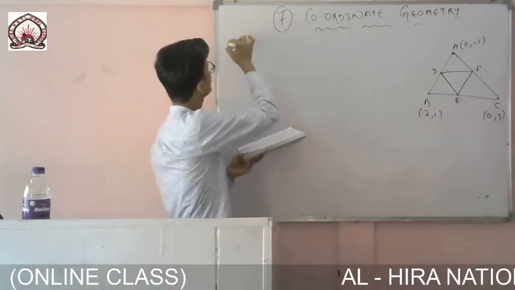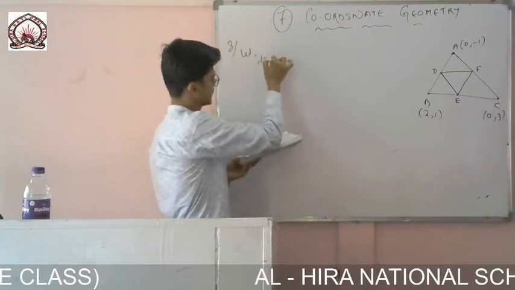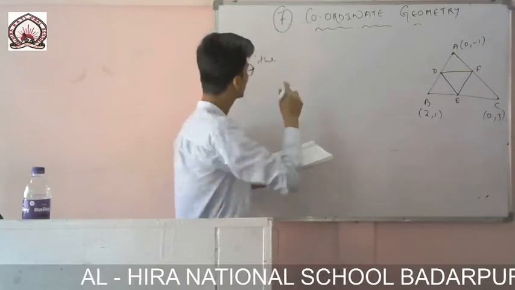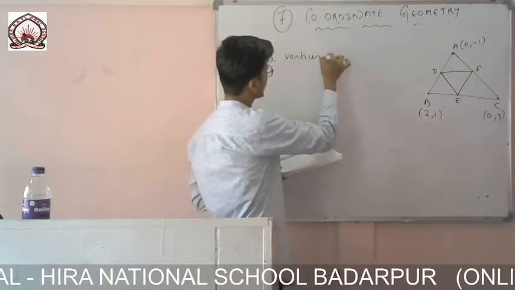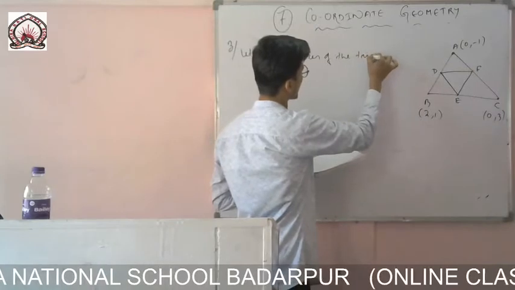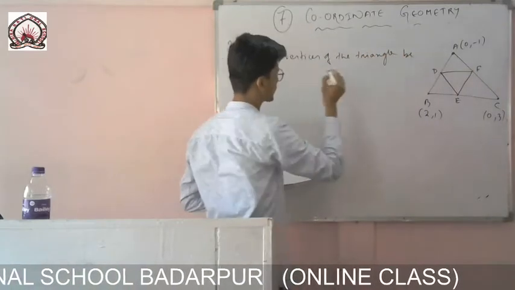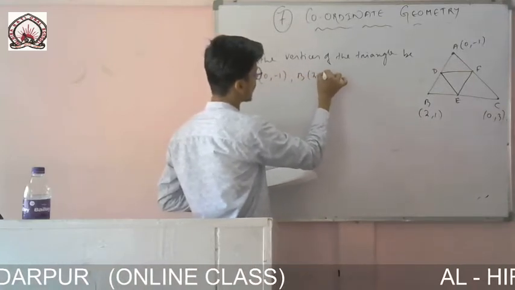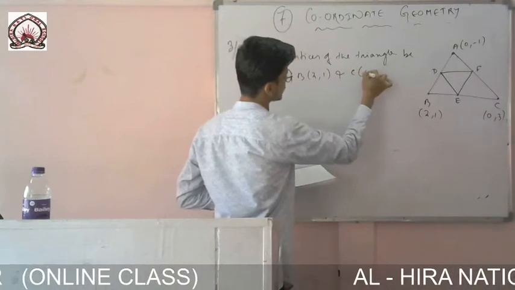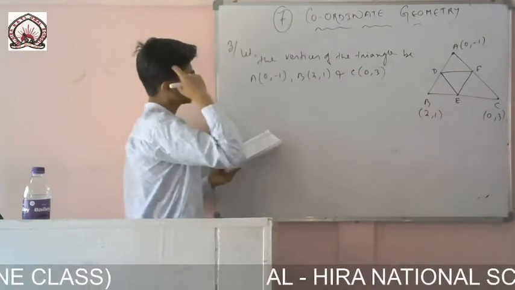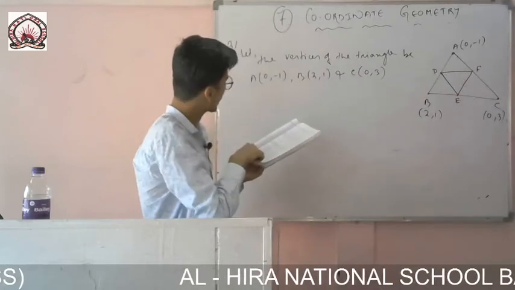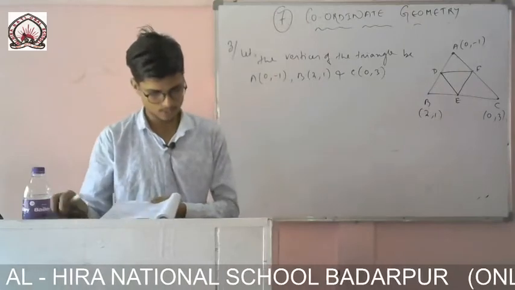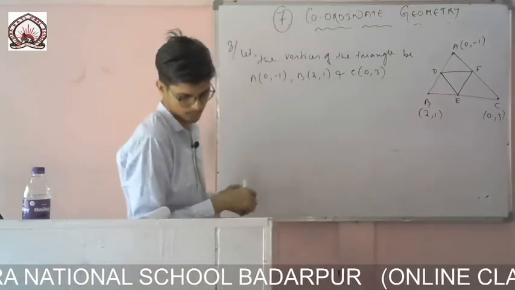Write like this, question number 3. Let the vertices of the triangle be A(0, -1), B(2, 1), and C(0, 3). So these are the vertices of the triangle. Now I will find the area of the triangle.